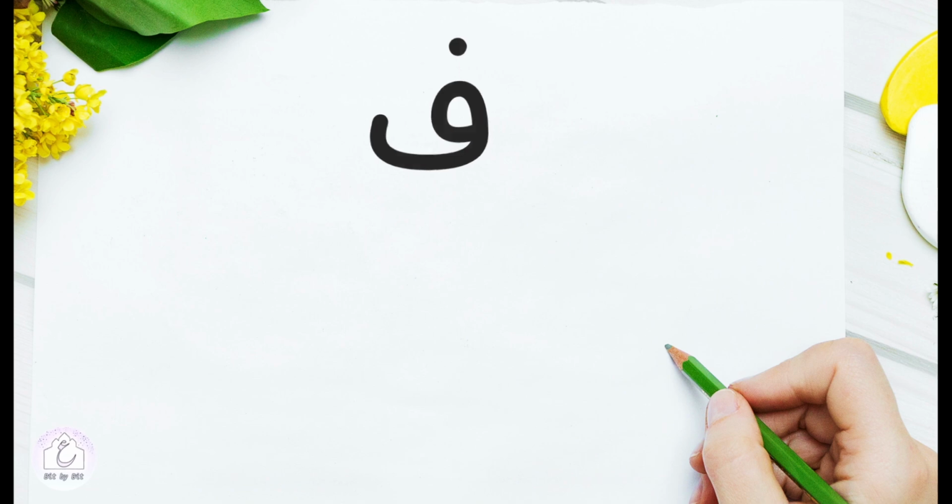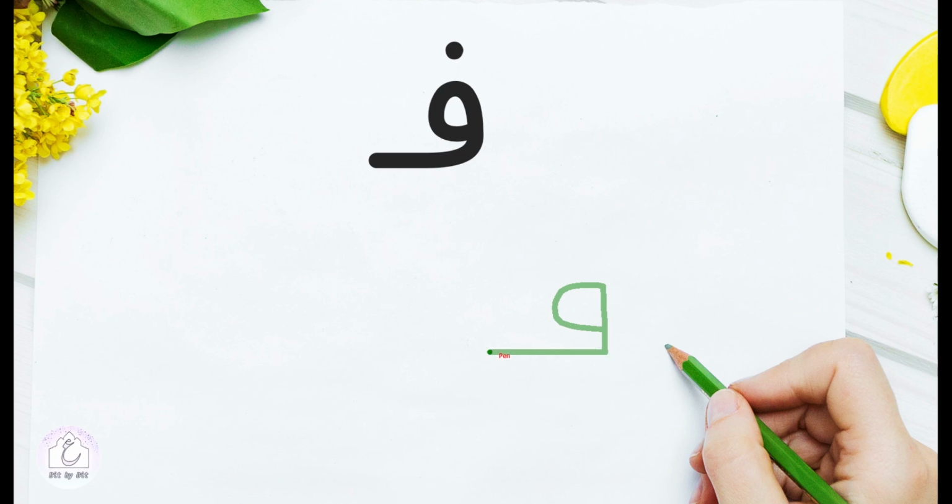When Fa comes in the initial position, it only loses the left small segment to pave the way to the following letter. We draw the small semicircle and go down, then add the line to the left and the dot. A small semicircle, a vertical segment, then a line to the left and the dot.